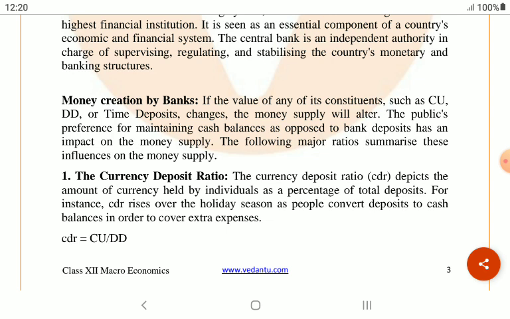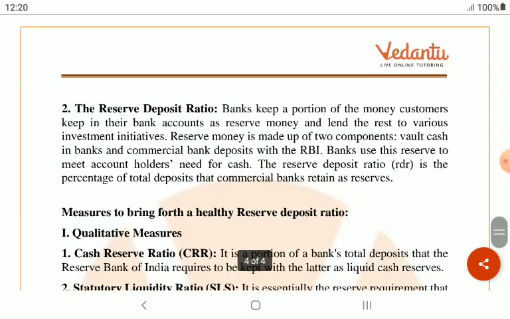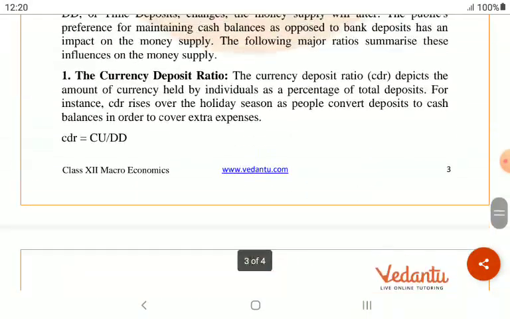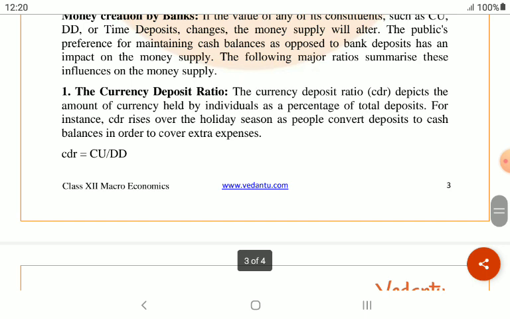First is the currency deposit ratio. Next is the reserve deposit ratio. The currency deposit ratio, or CDR as we call it, depicts the amount of currency held by individuals as a percentage of total deposits. How much money an individual holds is taken as a percentage of total deposits.